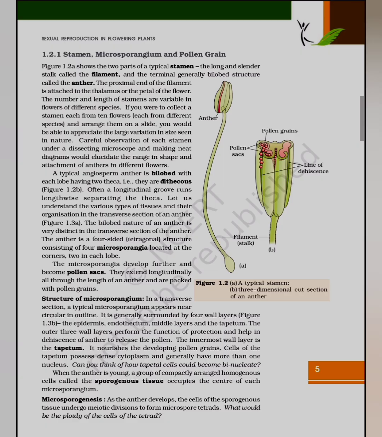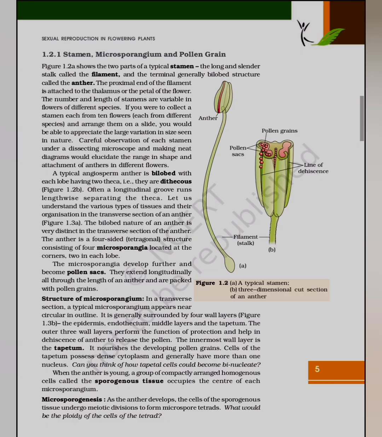Let us understand the various types of tissue and their organization in the transverse section of an anther. The bilobed nature of an anther is very distinct in the transverse section of the anther. The anther is a 4-sided tetragonal structure consisting of 4 microsporangia located at the corners, 2 in each lobe. The microsporangia develop further and become pollen sacs. They extend longitudinally all through the length of an anther and are packed with pollen grains.